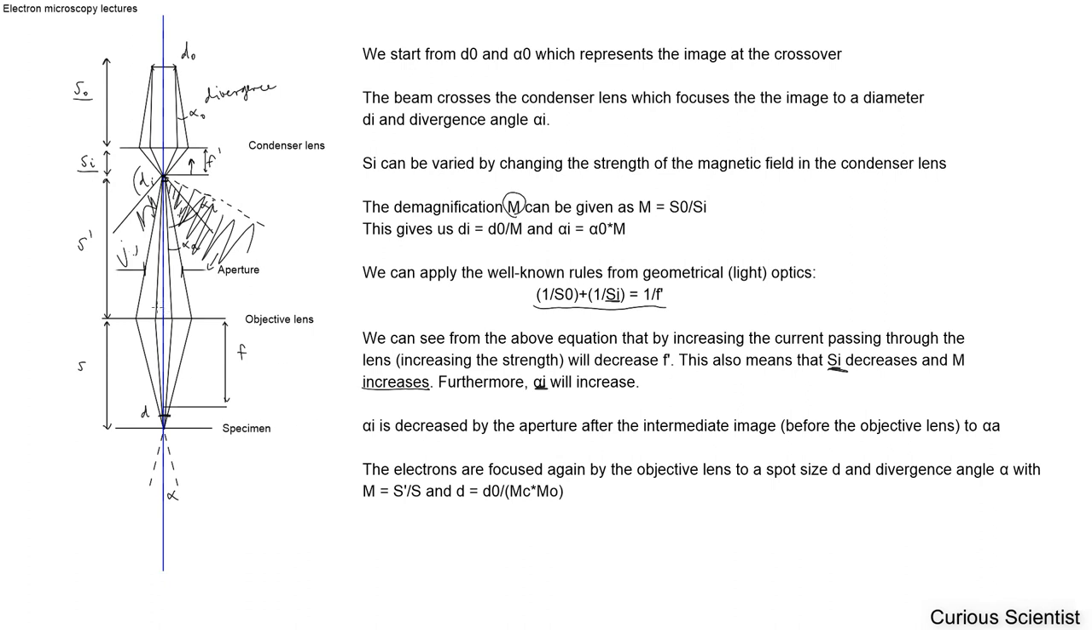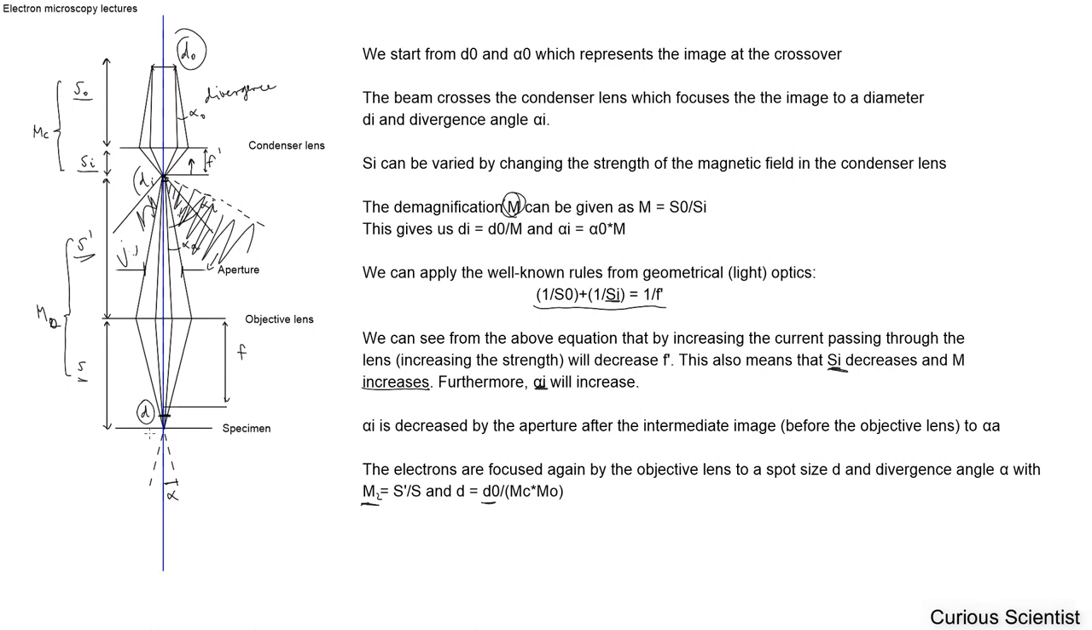And then the spot size is also changed, so now we have a D spot size at the specimen, and the divergence angle here can also be seen to be changed. Now the demagnification again is basically given by S prime divided by S, so the demagnification of this stage. If you remember, previously we calculated the demagnification of the previous stage, so basically this can be M and this can be M2. Then the final spot size is basically the initial spot size, so the image size up here, divided by the product of the two demagnifications, MC and MO. And that gives us this spot size.